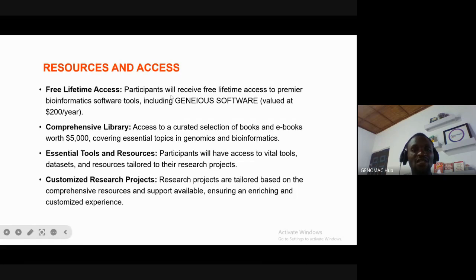So we have resources and access like lifetime access. So you're going to be given access to Geneious software, but the yearly cost of Geneious software is $200, but we're going to be giving you lifetime access, and that is worth more than $5,000. So we have access to curated books and ebooks worth more than $5,000. Essential tools and resources will be given to you as well. And then customized research project will also be given to you.